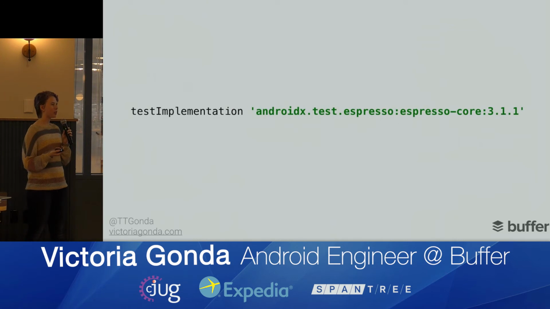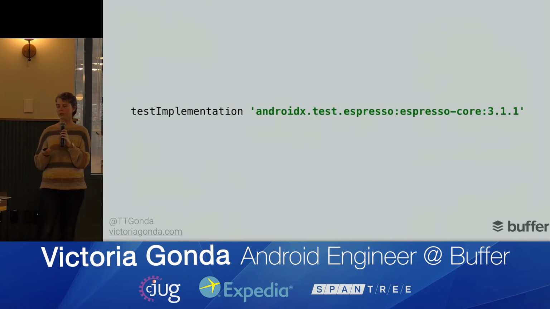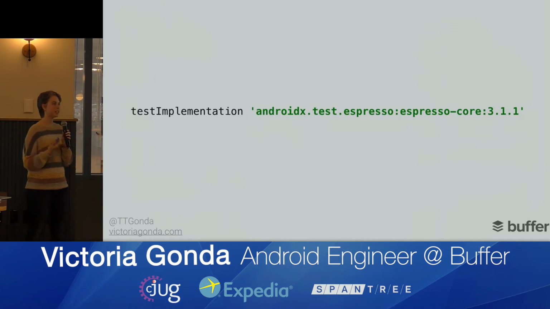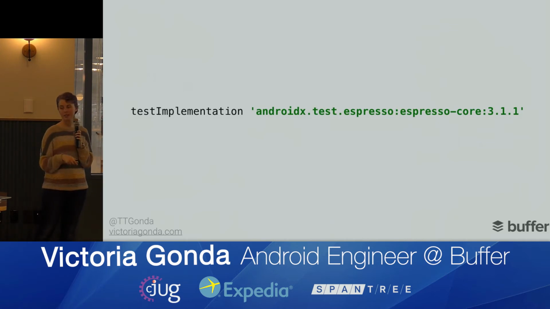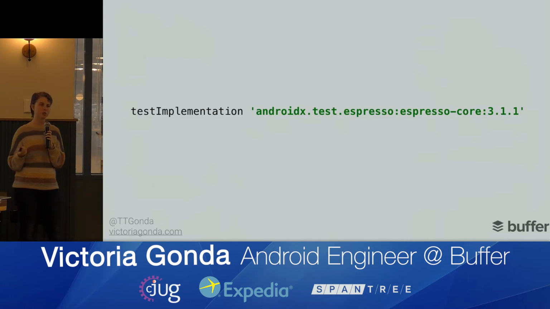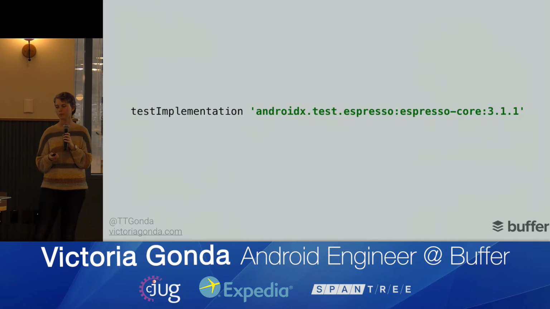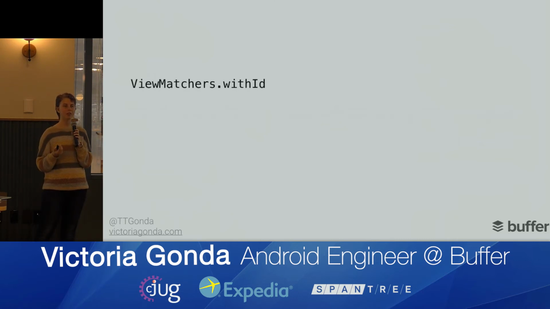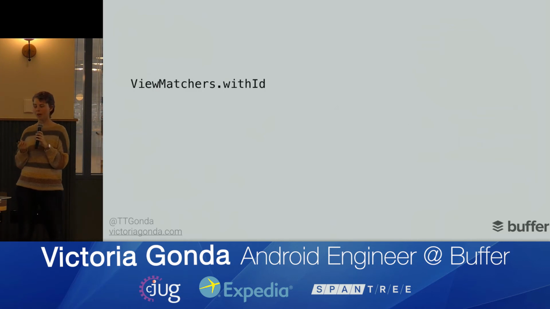To get these main parts of espresso, you need to include the espresso core dependency. Again, here I'm using test implementation to run them off device, but if you want to run them on device, you would use Android test implementation instead. So if you're not familiar with espresso, there are three main things to understand: view matchers, view actions, and view assertions.